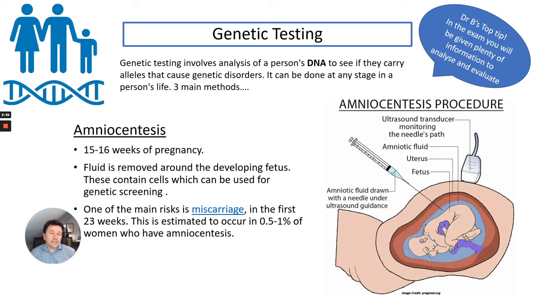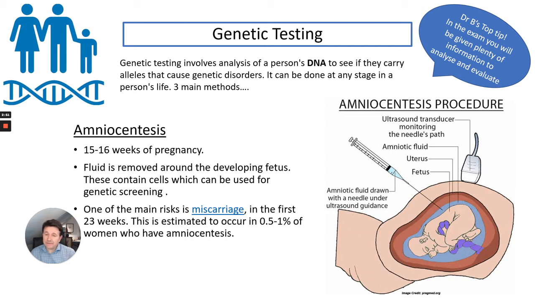Okay, so genetic testing. Genetic testing involves the analysis of a person's DNA to see if they carry alleles that cause genetic disorders. It can be done at any stage in a person's life, but usually it's done at an early stage in the pregnancy. Now, one of my top tips here is that in the exam, you will be given plenty of information to analyse and evaluate, so you wouldn't be expected to remember everything that is in these diagrams. You might be expected to know some of the facts that I'm giving you, but I will be showing you later some exam questions where you need to analyse and evaluate information. So the first type of procedure is amniocentesis.